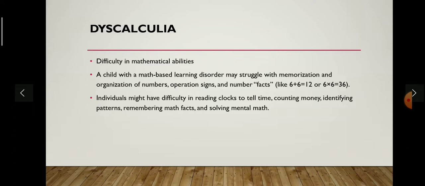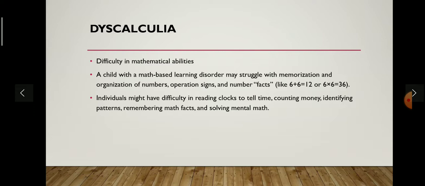और उसको ऑल्सो फेसिंग प्रॉब्लम इन ऑर्गेनाइजेशन ऑफ नंबर्स, operations, science and number facts. Like students don't know how to use plus, minus, how to solve these problems. Like 6 plus 6 is 12 or 6 into 6 is 36. So students who have this problem face difficulties. So these are dyscalculia. Individuals might have difficulty in reading clocks.